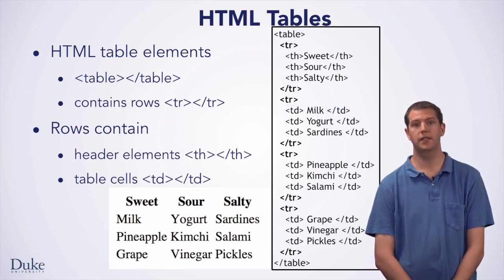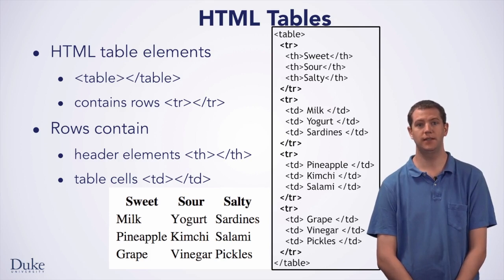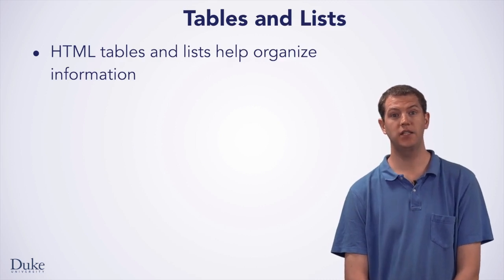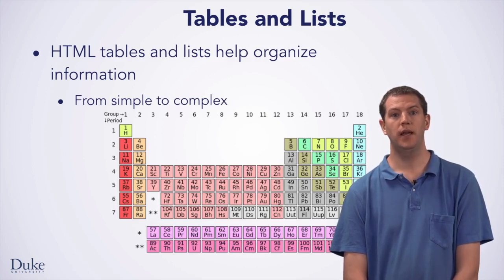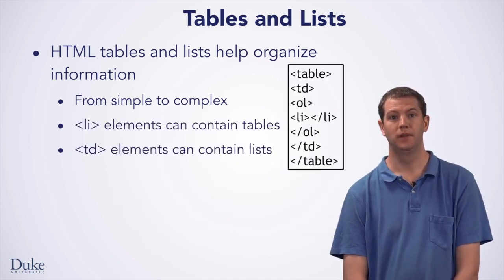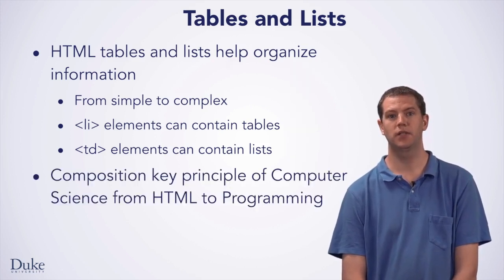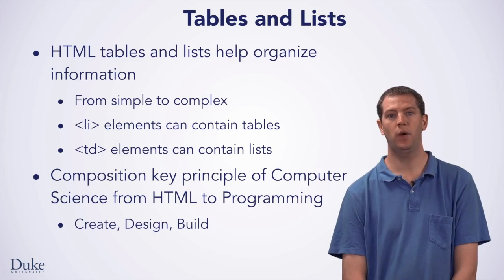We have text inside of our td tags here, but do you think that you could put other things inside of them? Sure, the principle of composition says that you could put images, lists, or a variety of other things in your table if you wanted to. Okay, so now you've seen HTML tables and lists, which let you organize information, from simple to complex. If you wanted, you could put a table tag inside of an li tag, or a list inside of a table. Isn't composition great? You're going to see it come up again, as it is a key principle in computer science.